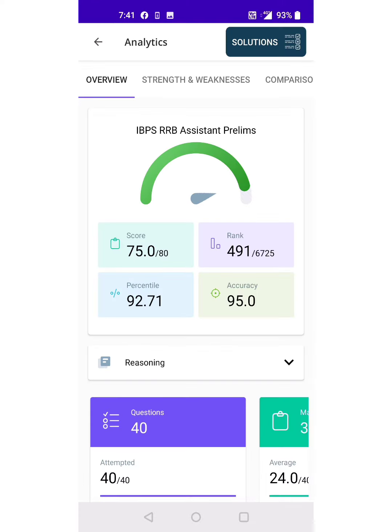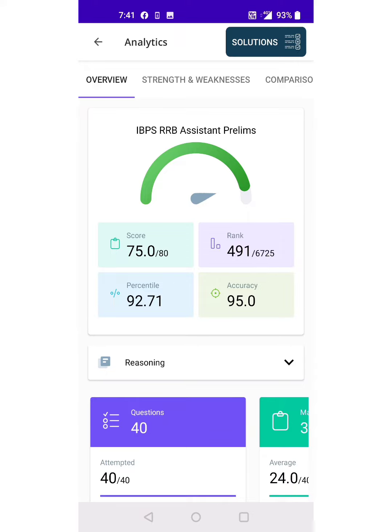So today I attempted IBPS RRB Assistant Prelims Mock number 21 in practice mock, guys. This was the last mock I attempted in this section, which means the RRB Assistant Prelims test series. Tomorrow we have the prelims examinations. So this is my score.